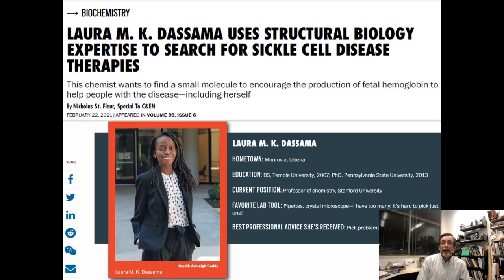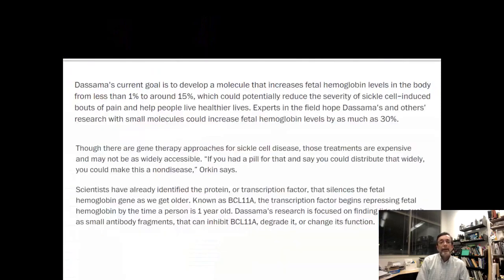And there are particular scientists, even this scientist from Liberia has a calling to use chemistry to try to come up with small drugs that will work against sickle cell. This scientist was profiled, and her current goal is to increase fetal hemoglobin. Currently, normal fetal hemoglobin is less than 1%. If we just increase it to 15%, that's well within range of what a drug can do, and that would reduce the severity of the sickle cell episodes. And in fact, some people think that we can get up to 30%, which would really reduce the severity.